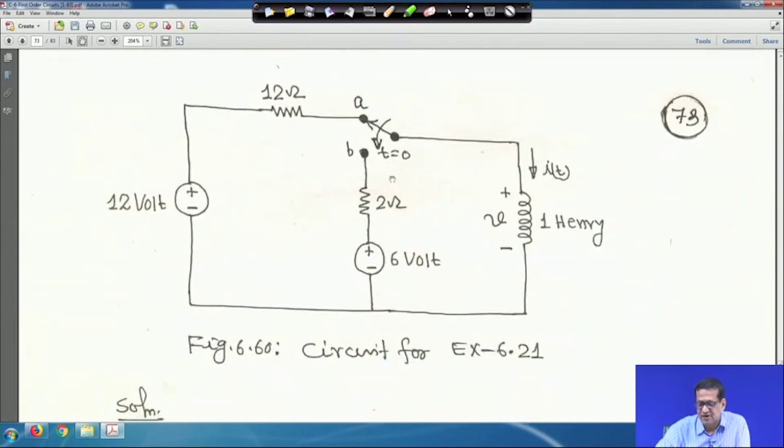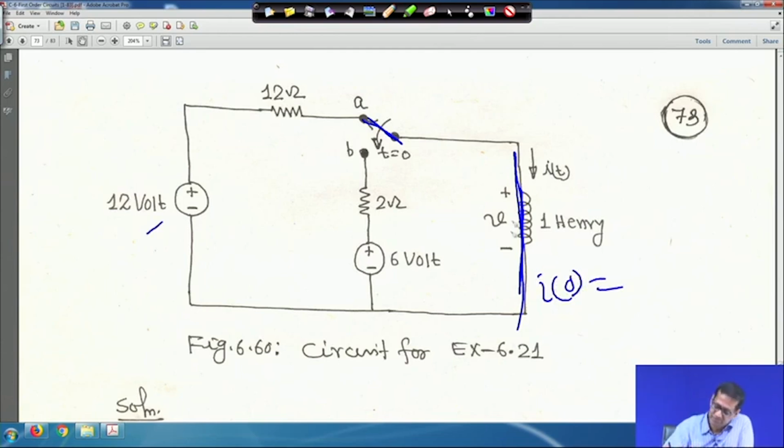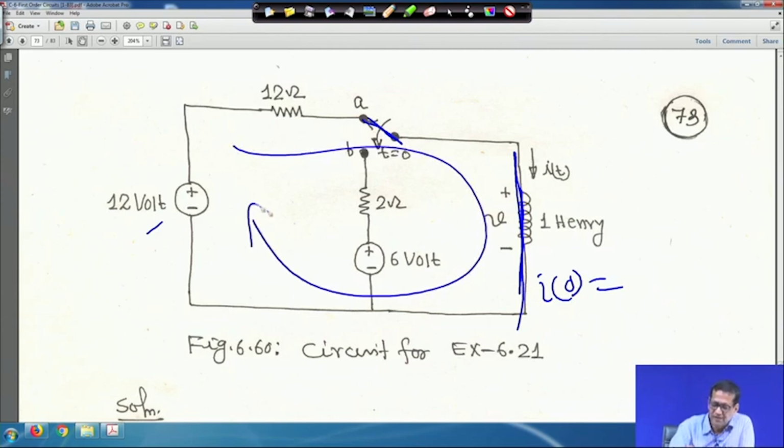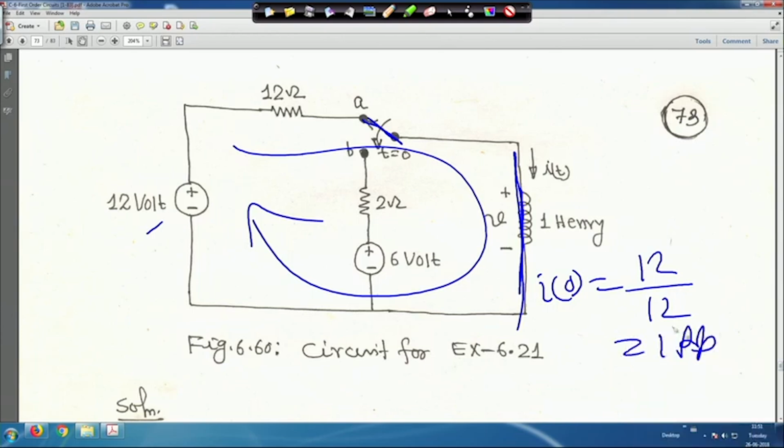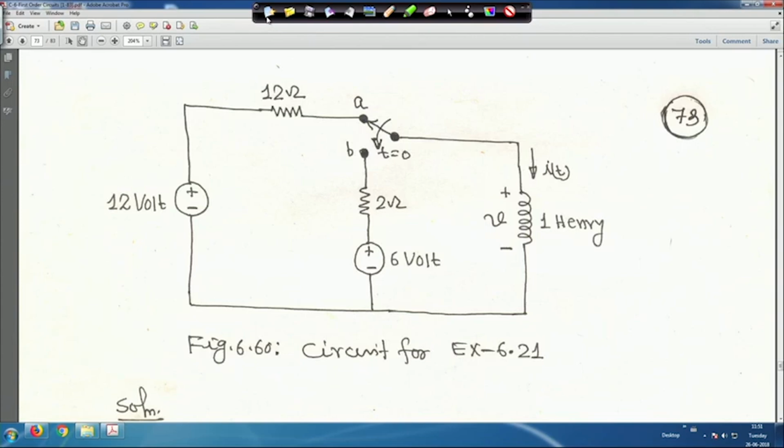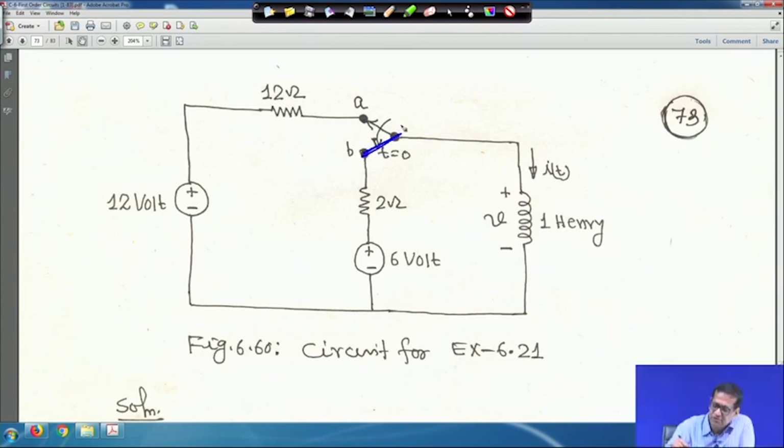That means, in this problem the switch was at position A for a long time, so the circuit has reached steady state. At that time the inductor is behaving like a short circuit, and the initial current i(0) will be, if you apply KVL here, 12 volt by 12 ohm, which is equal to 1 ampere. So, i(0 minus) is equal to i(0 plus), that is 1 ampere. Now, at t equal to 0 the switch has been thrown to position B.